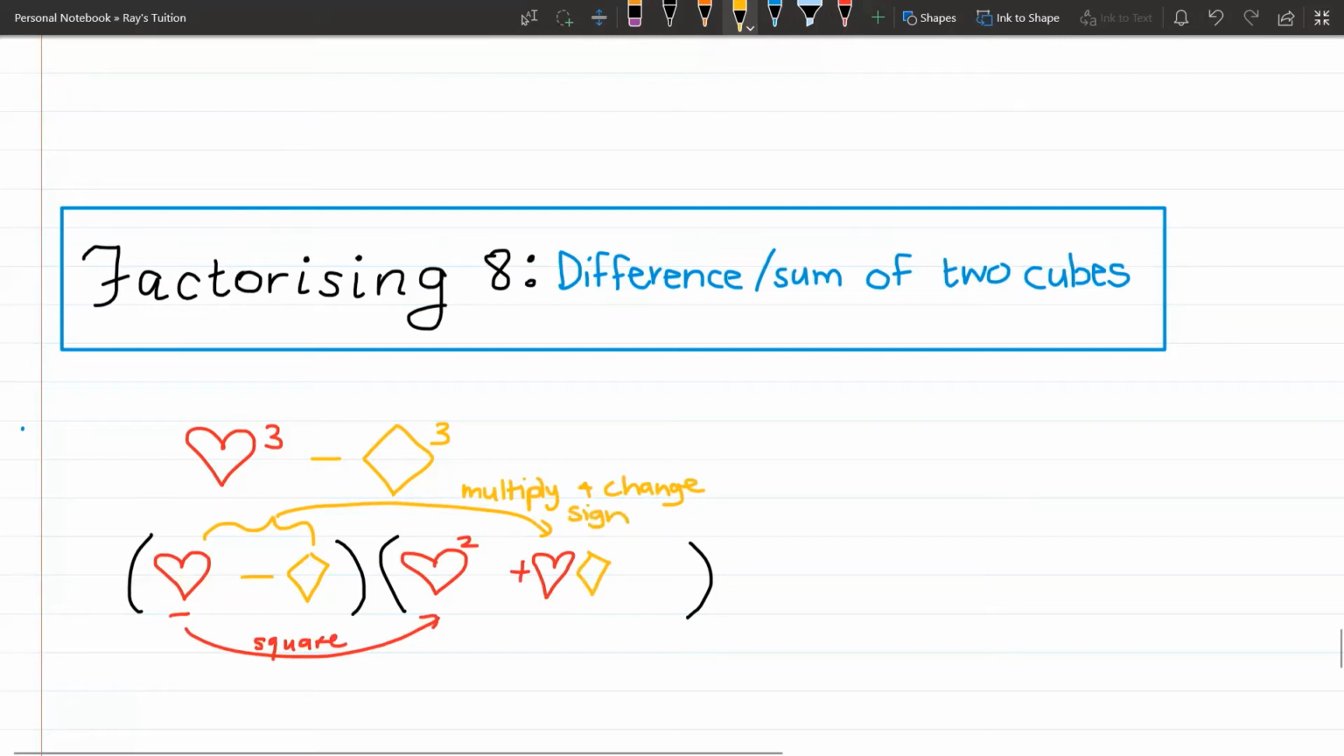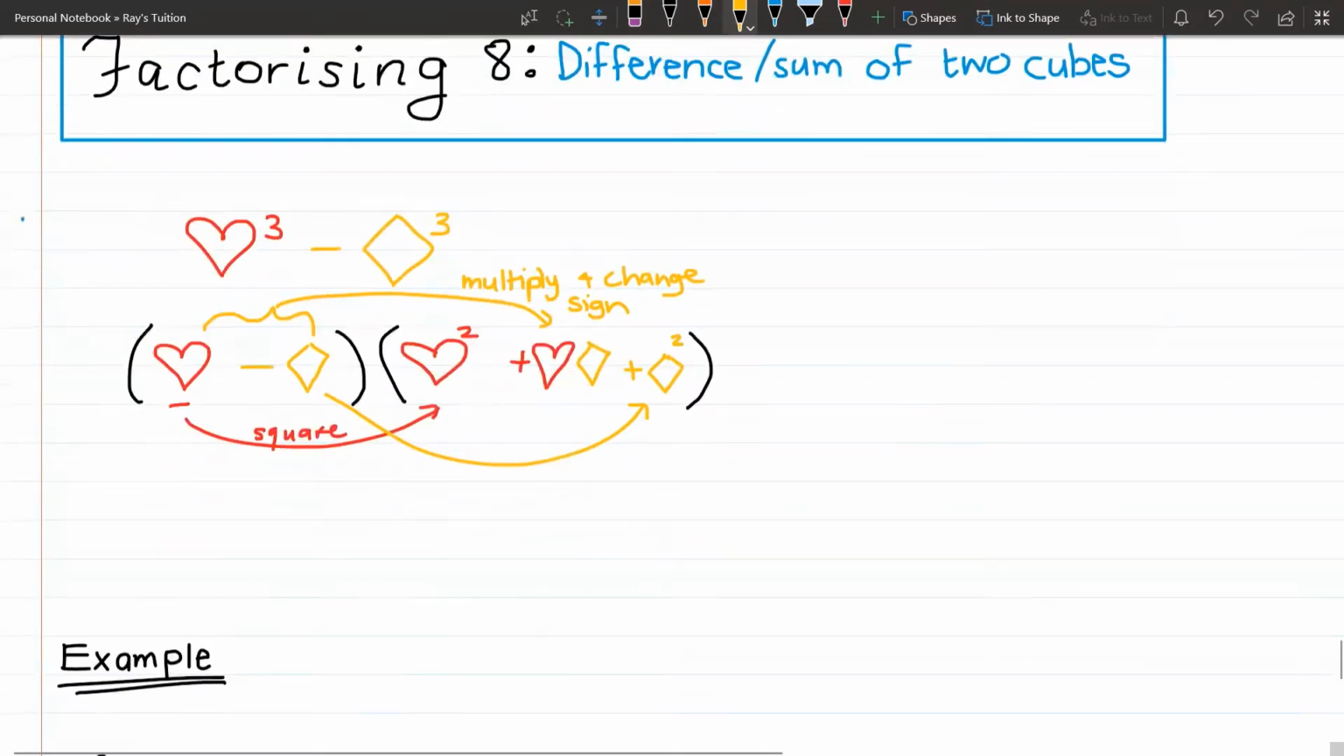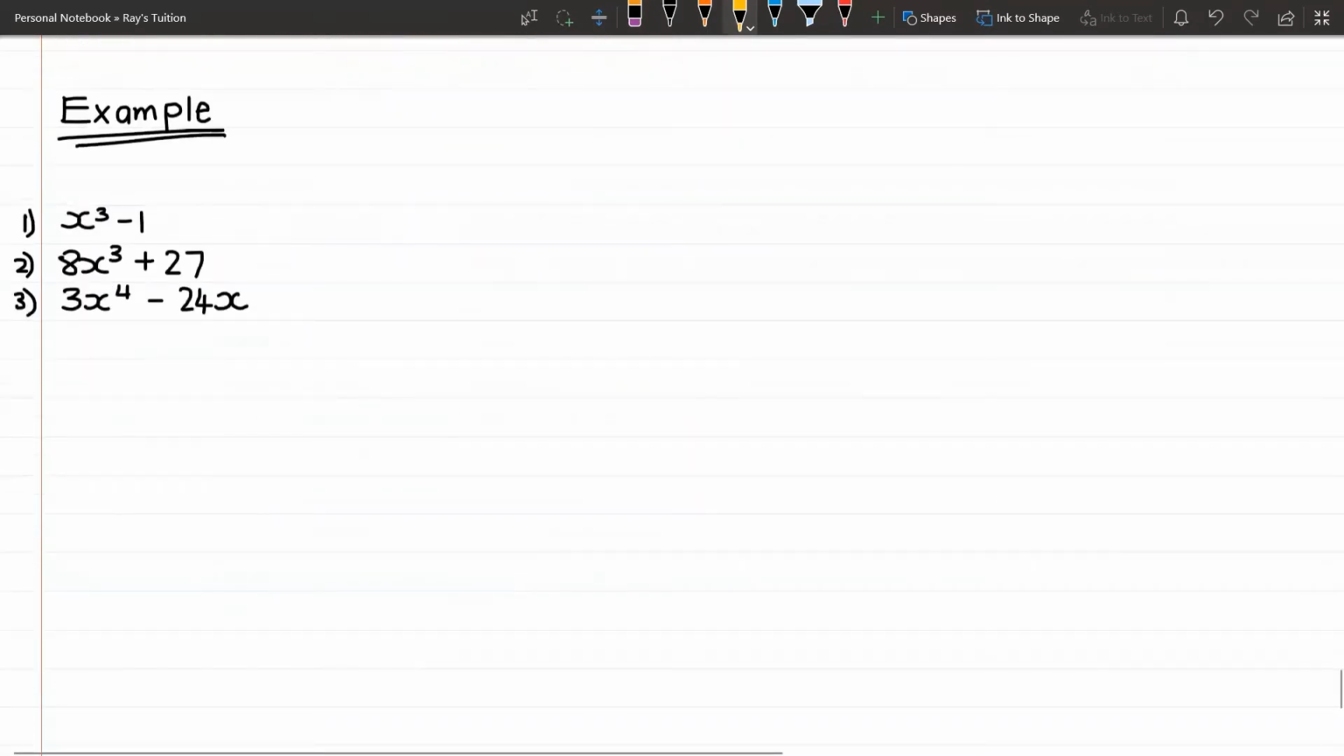And then finally, for the last one, we're going to square the second term, and the square of the second term will always be positive because the square is positive. And that is how we factorize a difference or sum of two cubes. Please make sure that you've understood the steps. I've used shapes here, but it applies to any two cubes. So let us have a look at the examples. Please pause the video and attempt it by yourself before we go through it together.